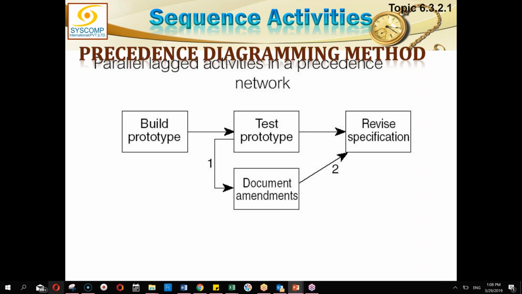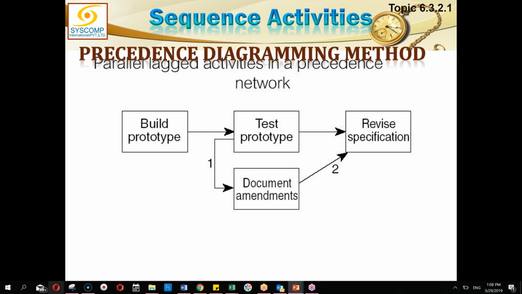What I'm asking was, what is the relationship between build prototype and test prototype? You have studied the relationships. What type of relationship? It will be finish to start. Wonderful. What is the relationship between test prototype and document amendment? Document amendments. It will be finish to start, no, sorry. Start to start.